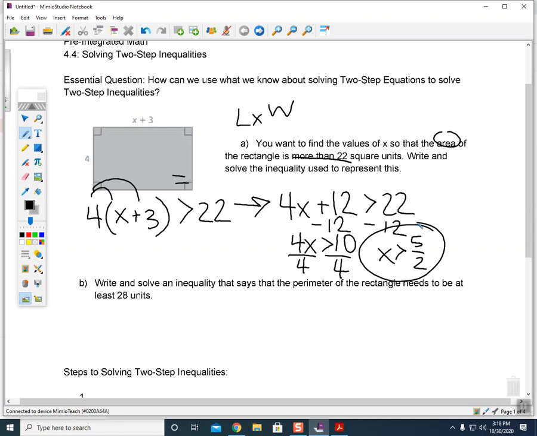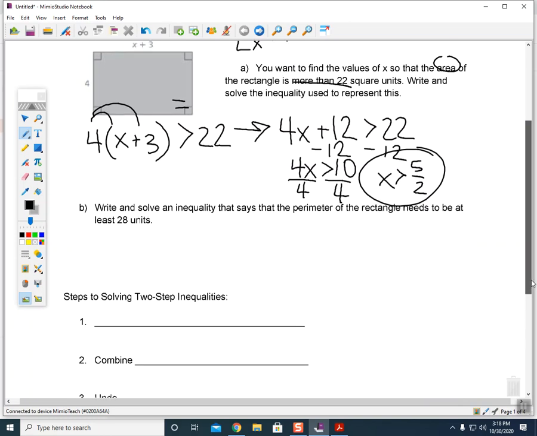Okay, we're just doing the same exact stuff that we've done before, right? I distribute. I combine like terms if I need to. I get my variable by itself. And so I do inverse operations in order to get that, right? So let's look at part B.